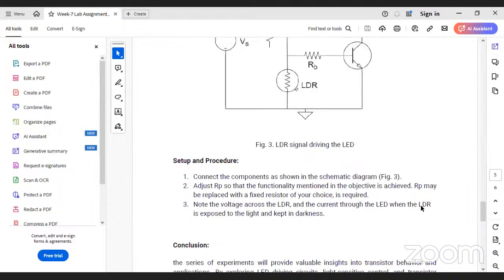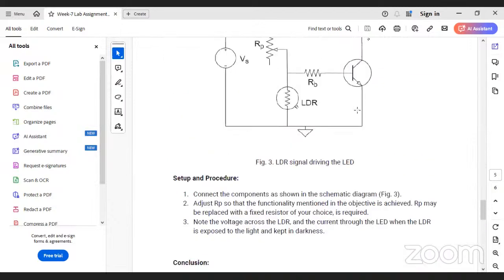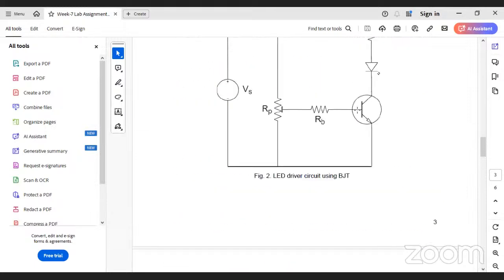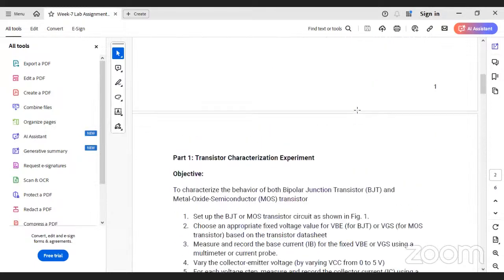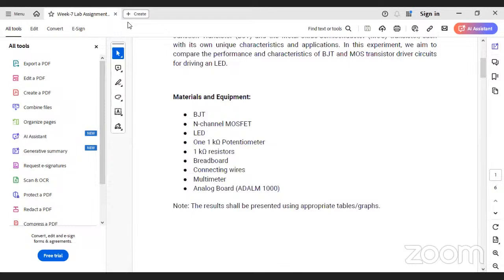How the LED brightness changes, that also you have to explain clearly in the video. That's it. This is all about the experiment that you have to do. If you have any doubt, you can ask me.